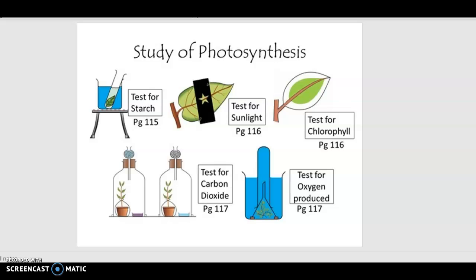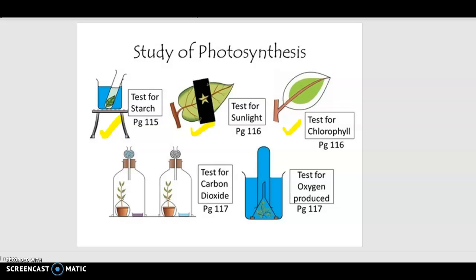Then there are more experiments which can be done, like the test of starch we have done. Then the test for sunlight: when we cover some part of the leaf and after that test for starch, because sunlight is not able to penetrate here, and photosynthesis requires sunlight, this portion will not be stained with starch.